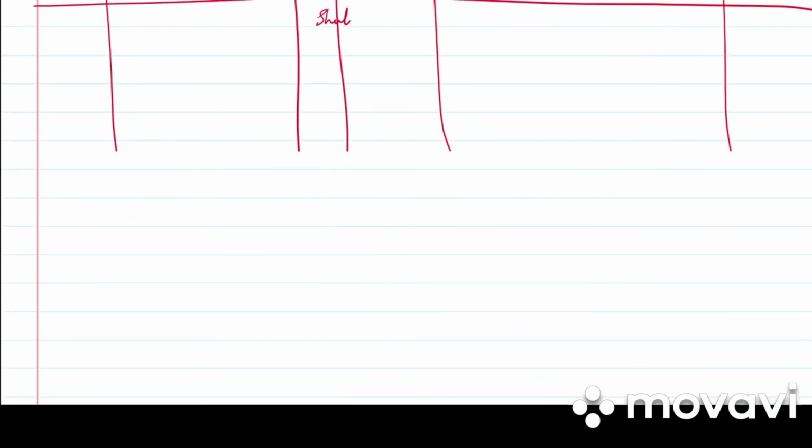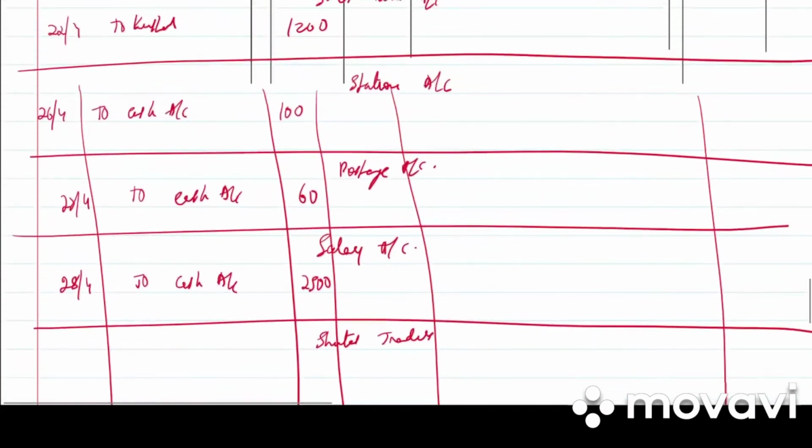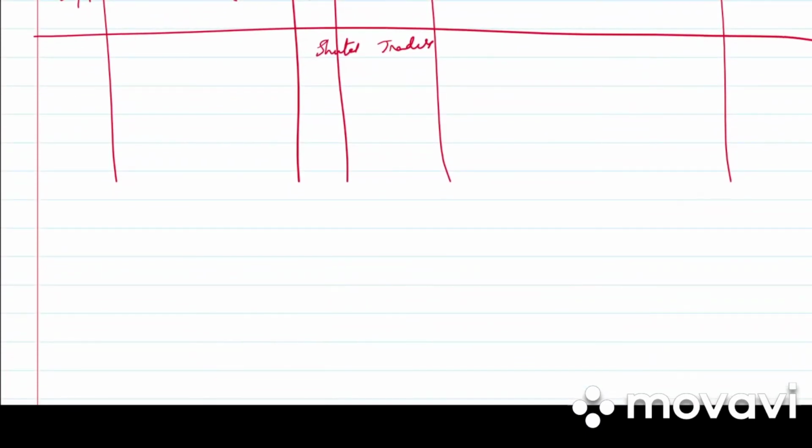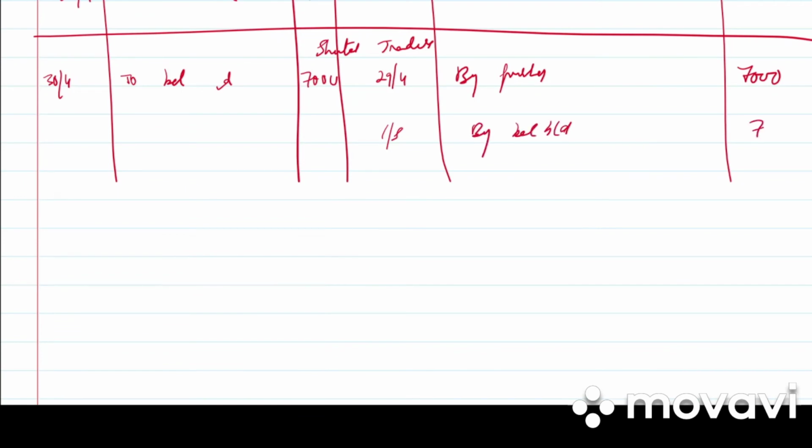Then we have Sheetal Traders account, which if I have not balanced, you need to balance it on both the sides and bring down the balance. On 29th April, by purchases 7,000. On 30th April, debit side, to balance carried down 7,000. 1st May, by balance brought down 7,000.